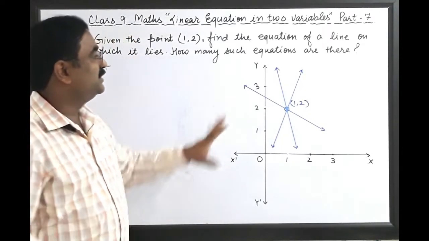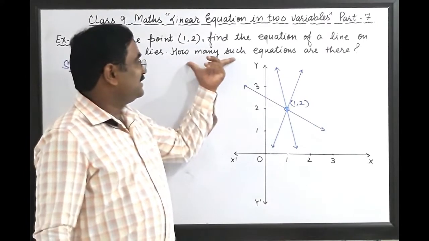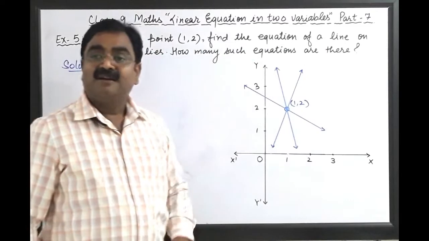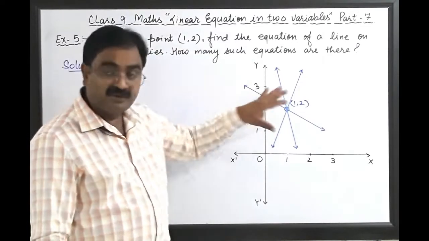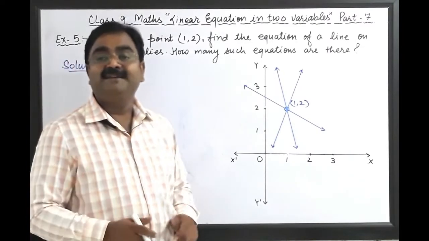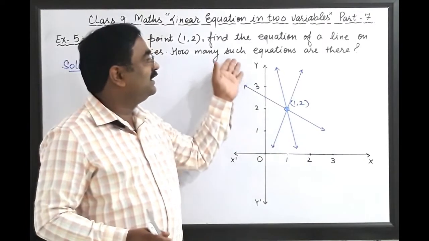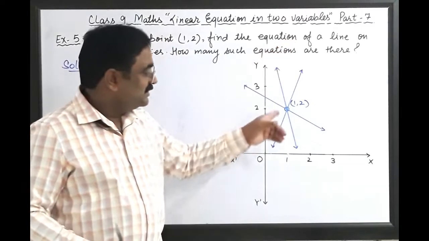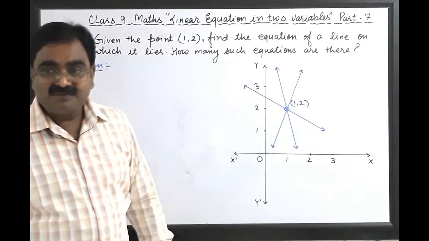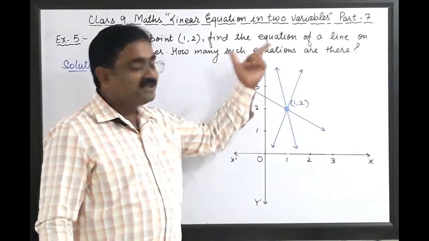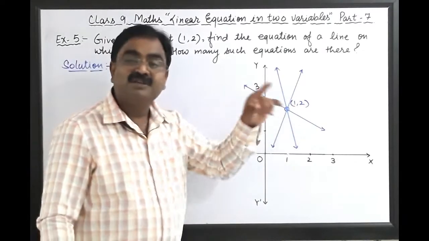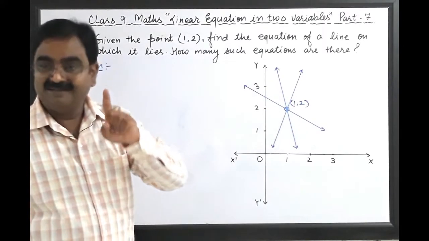From this, that's the answer of the second question, you got it. How many such equations are there? If you can draw an infinite number of lines, it means you can find infinite equations passing through this given point. So this result came, children. How many such equations are there? There are infinite equations passing through this one given point, right?